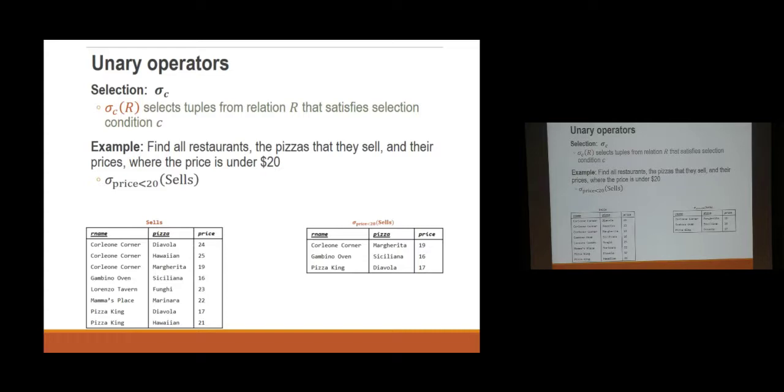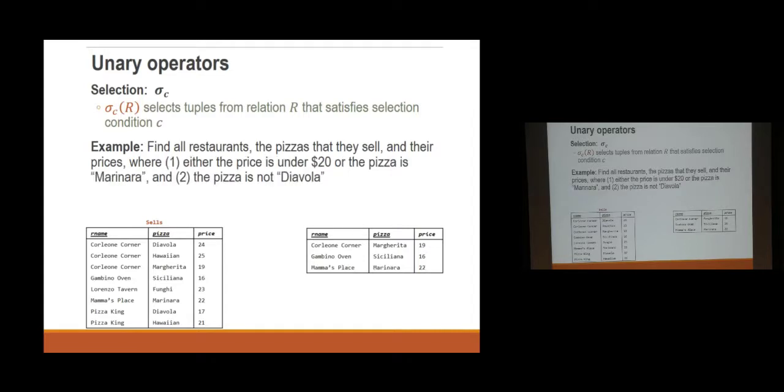Okay, so let's have another example. The other example is more complex. We want to find all the restaurants, the pizzas that they sell, and their prices. So again, we need to look at the sales table. But now our condition is two things. One is that either the price is under $20 or the pizza is marinara, and the other condition is that the pizza cannot be diavola. And the answer to this is, actually I wrote it wrong, but let's look at it first before I modify it.